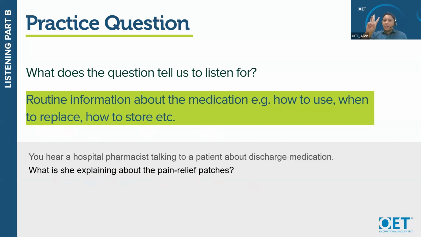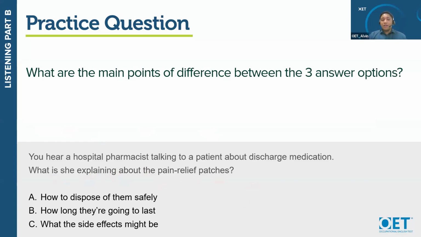Remember, context, question, options. So this time, let's go with the options. If you take a look at the options, you can see here some important words. I advise that you need to know what's the difference between the three. So what you can do is maybe try to underline, or maybe try to, in your mind, see some keywords. For example, letter A, how to dispose of them safely. Letter B, how long they're going to last. Letter C, what the side effects might be. So for letter A, the focus here is more about disposal, right? For letter B, how long they last, maybe it's focusing more on longevity. For letter C, what the side effects might be, it's all about the side effects. So those are the differences.